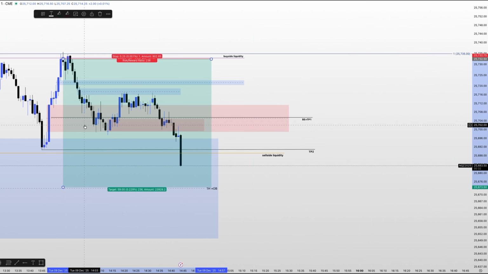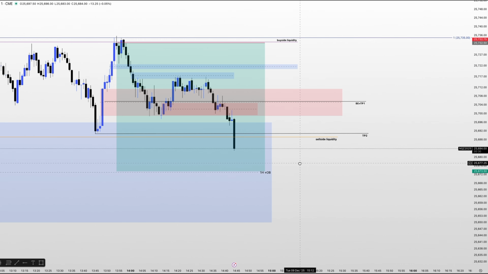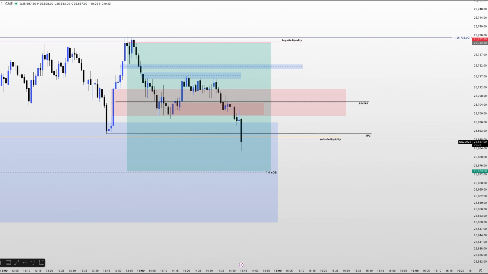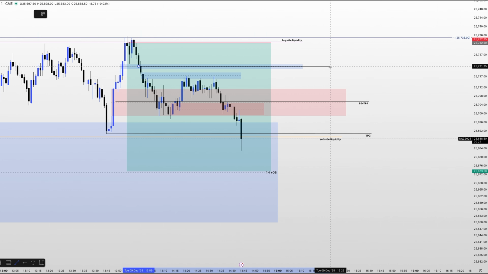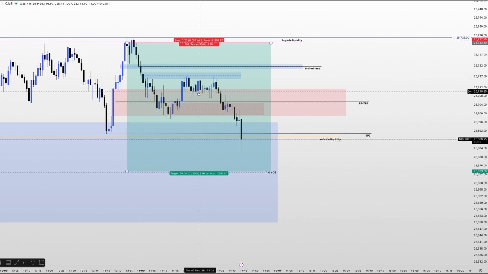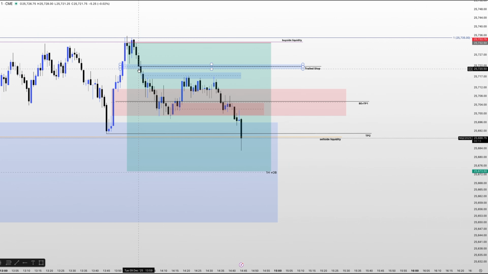Partial there. Okay, trailing stop here. We have a small gap in there. That's what I'm looking at.